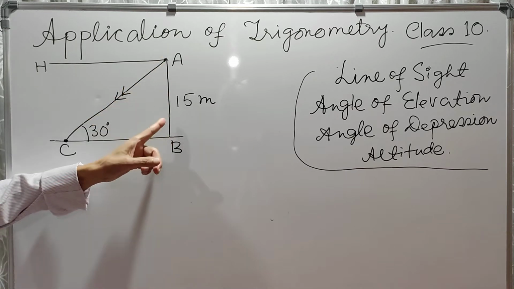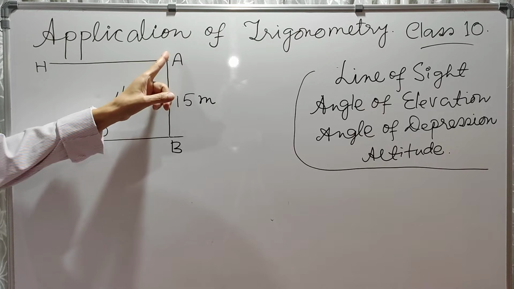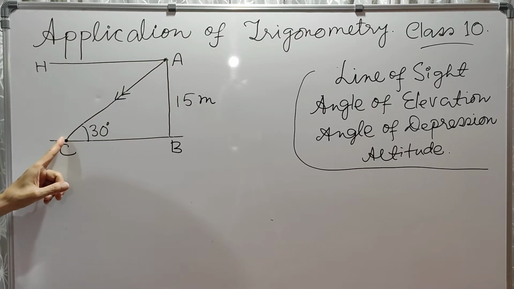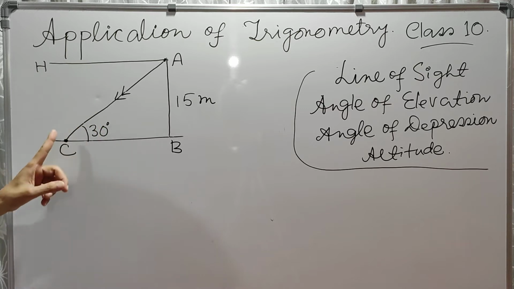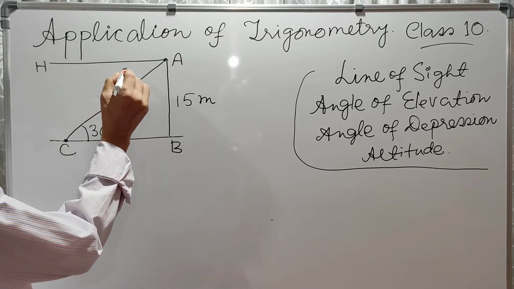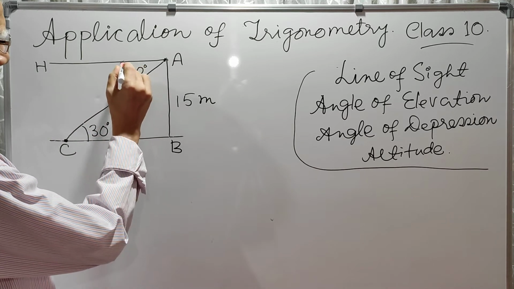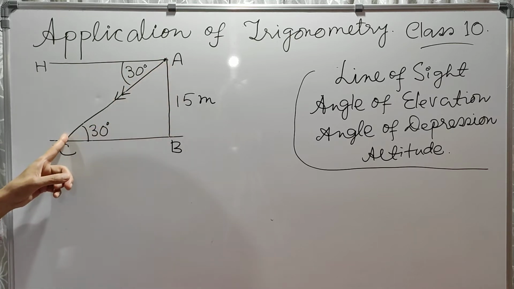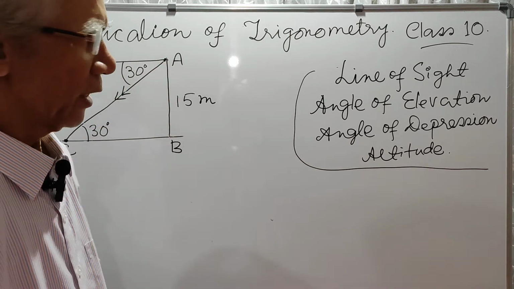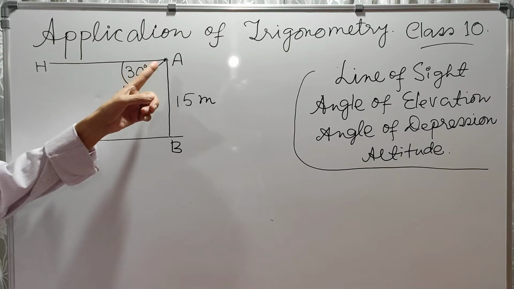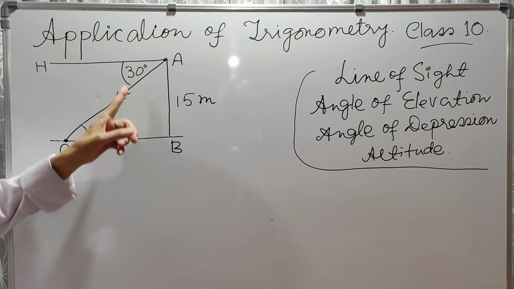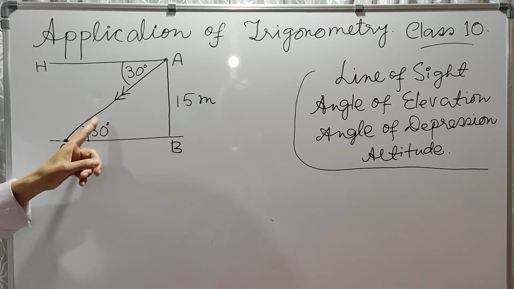So this is a tower or building. From the top of the tower, an observer is here. The observer is looking down towards C. Suppose an object is placed at C. Suppose his friend is here. Now it is given that the angle of depression is 30 degrees. So the observer is looking down. Therefore, it will be a case of angle of depression. Now this is a horizontal line, this is the line of sight, therefore this angle will be 30 degrees. Now if this is 30, this will be 30 because they are alternate angles.